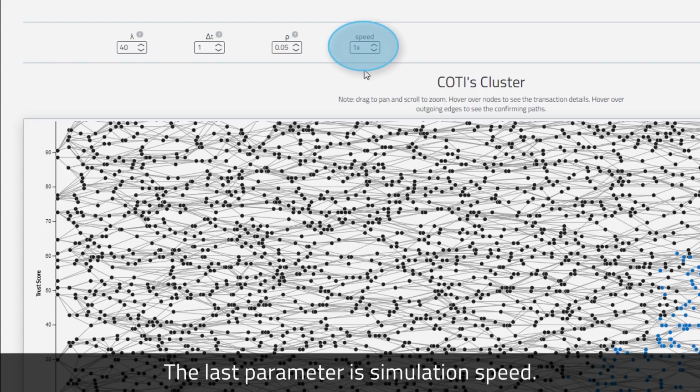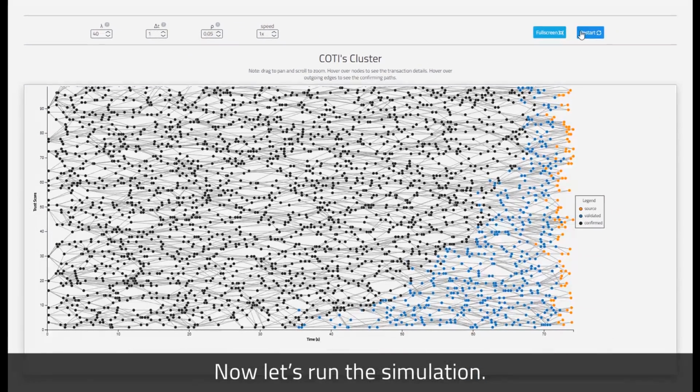The last parameter is simulation speed. Now let's run the simulation.